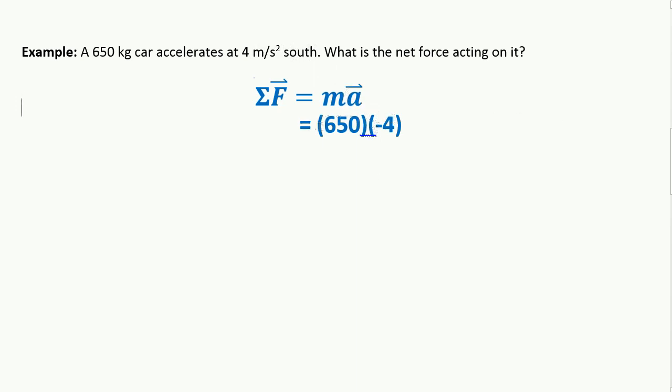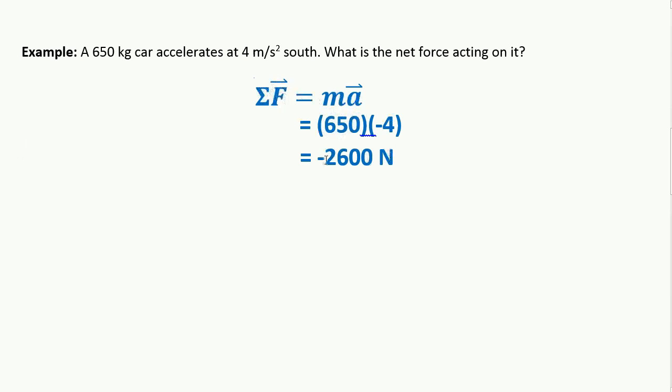Then we're left with a little bit of simple math here. 650 times negative 4, that gives me negative 2600. We know that because we put metric base units into our equation, whatever we get out is also going to be in metric base units. So because I used the metric base unit for mass and the metric base unit for acceleration, what I'm going to get out has the metric base unit of force. So this 2600 is going to be in newtons.